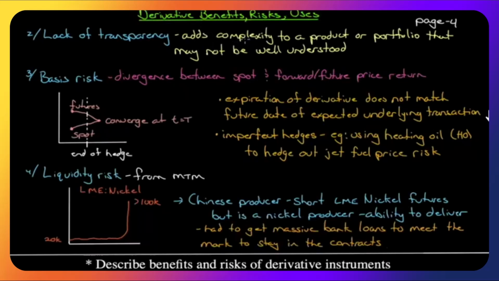So derivatives can add complexity to a product if you have what's called an embedded derivative within a product that you don't understand, or a portfolio that may not be well understood. The complexity, that is, may not be well understood. This is quite common for people who first start trading options. They'll trade some options.